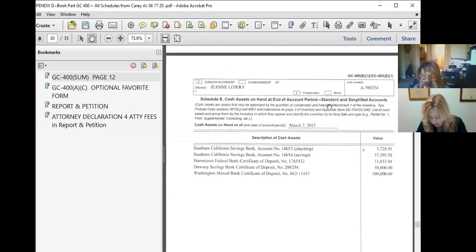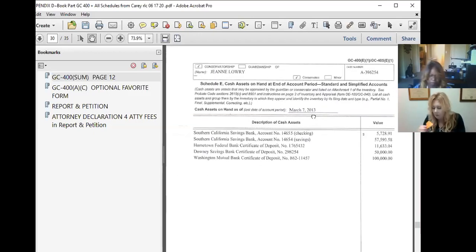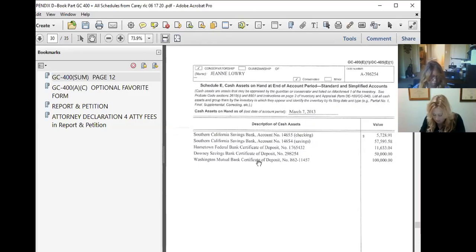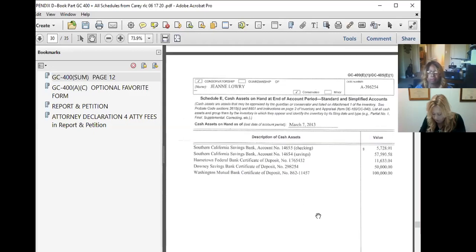So at this point, you're seeing cash on hand at the end of the period. Before we get to that, you're out of the expense group in our examples here. And now what we're entering into is more like the inventory and appraisal. It's as of a specific date and time, the end of the accounting period, and you list the balances on this transaction sheet or asset sheet.